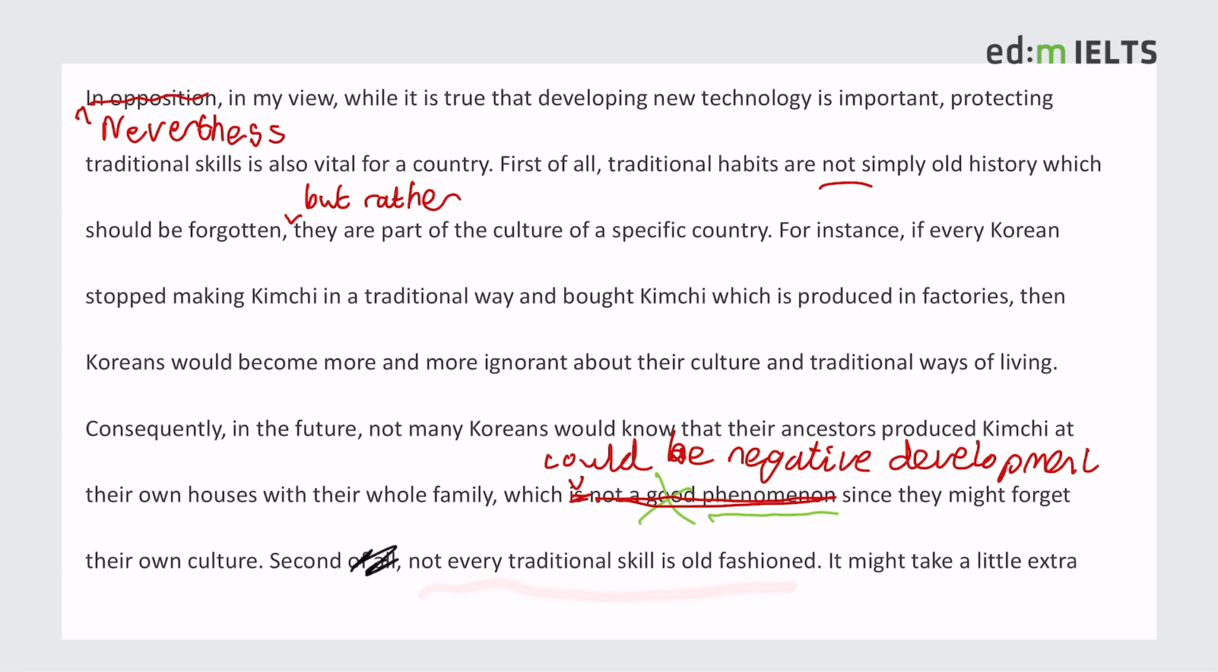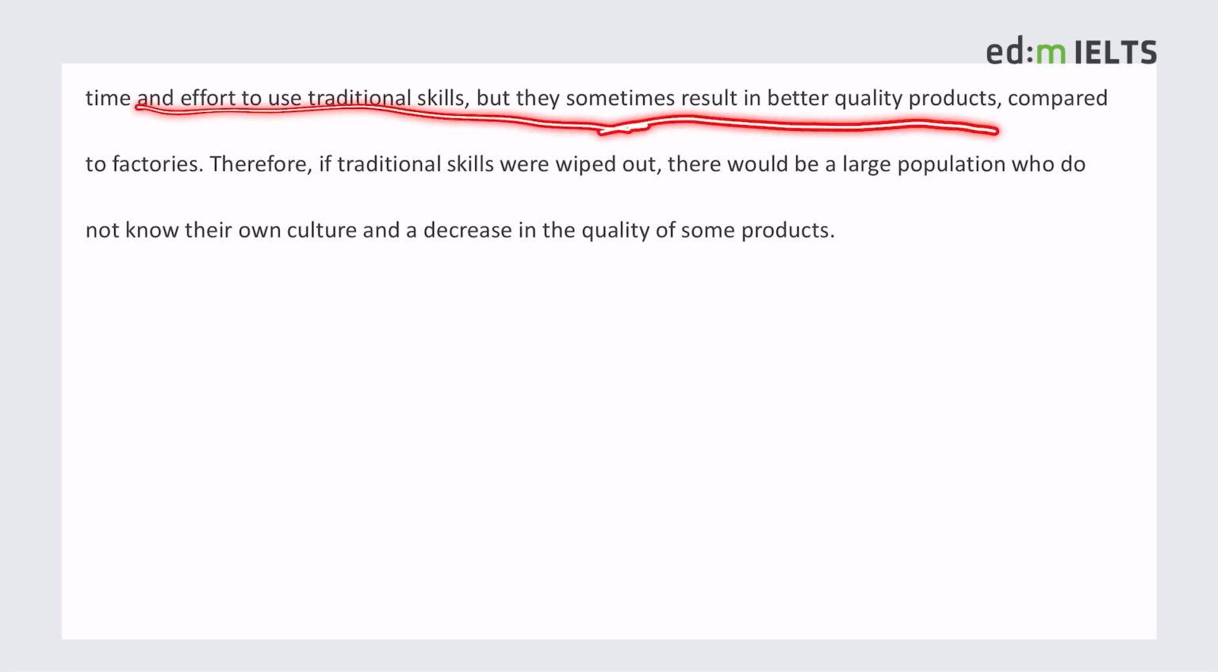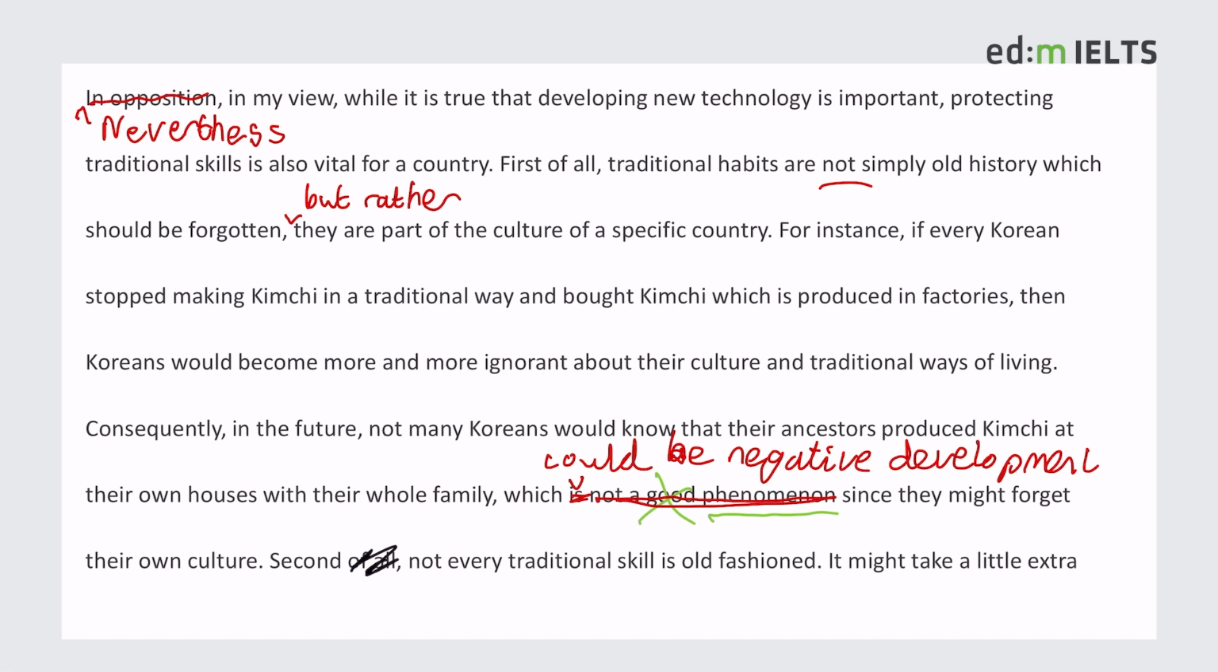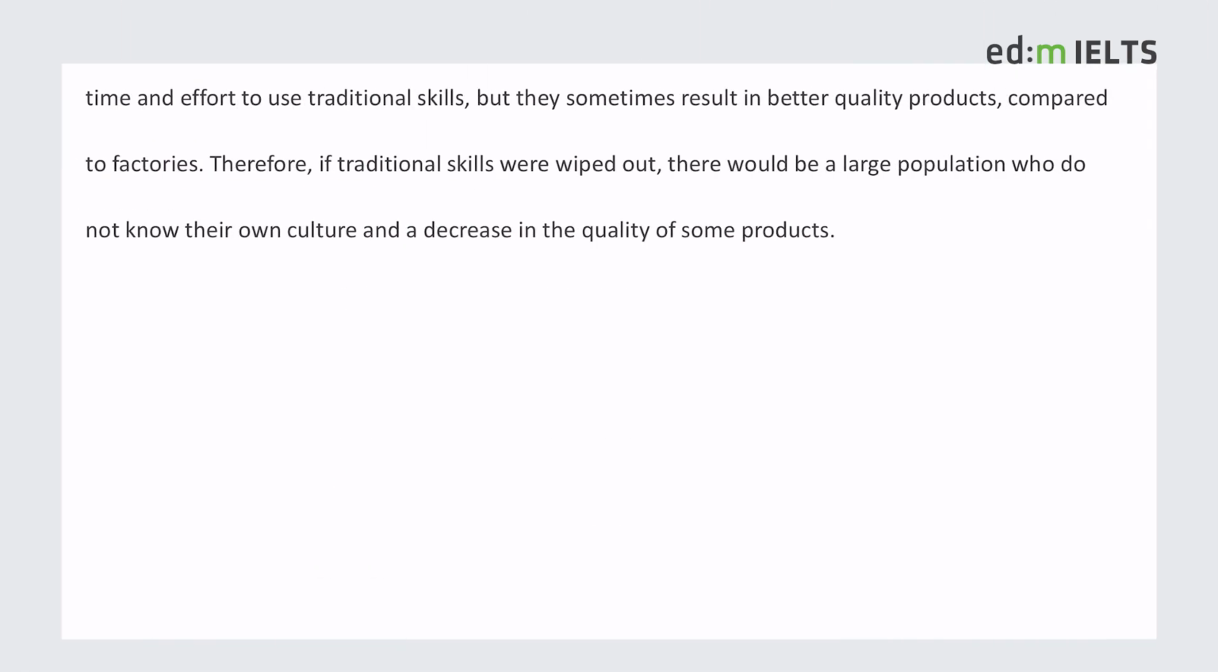"Not every traditional skill is old-fashioned." Kind of short sentence, but okay, as long as there are long ones too. "It might take a little extra time and effort to use traditional skills, but they sometimes result in better quality products compared to factories." Big and little are very informal words. So that's more like speaking style. So, "it might take a little extra time." Well, how about just "it might take more time and effort to use traditional skills, but they sometimes result in better quality products compared to factories."